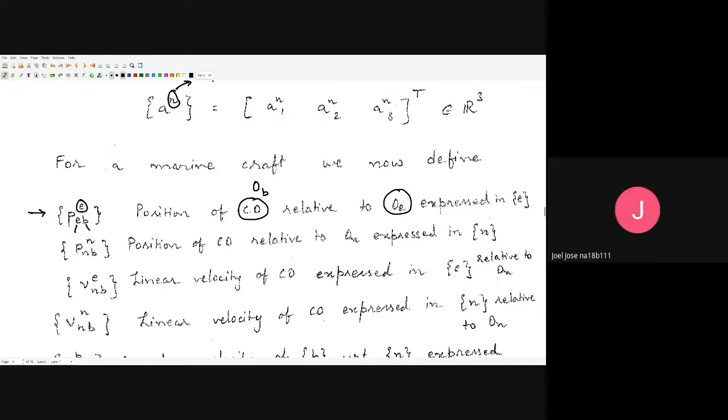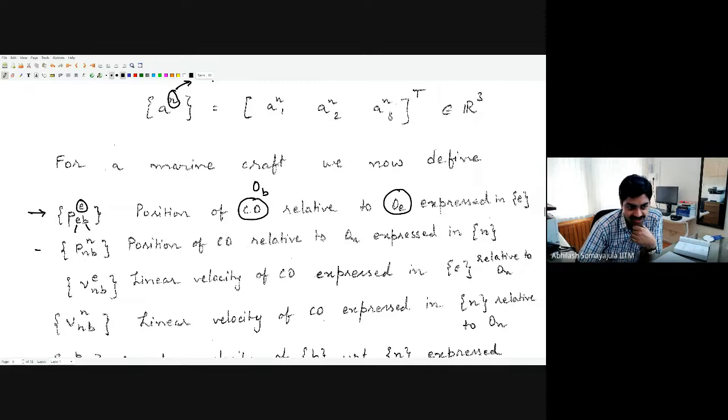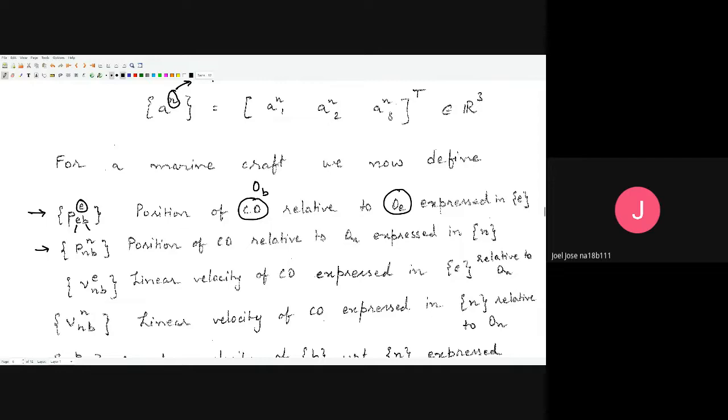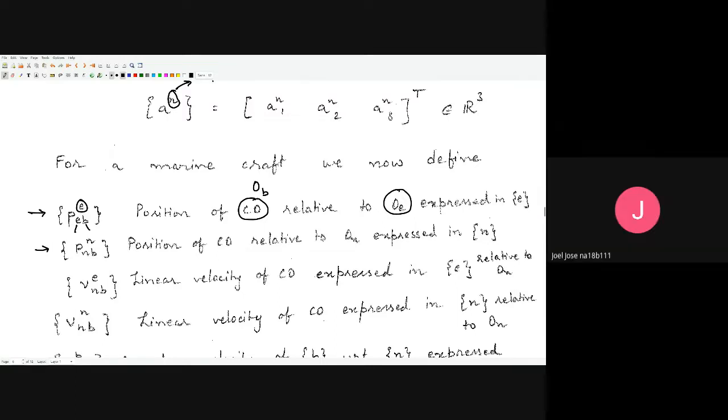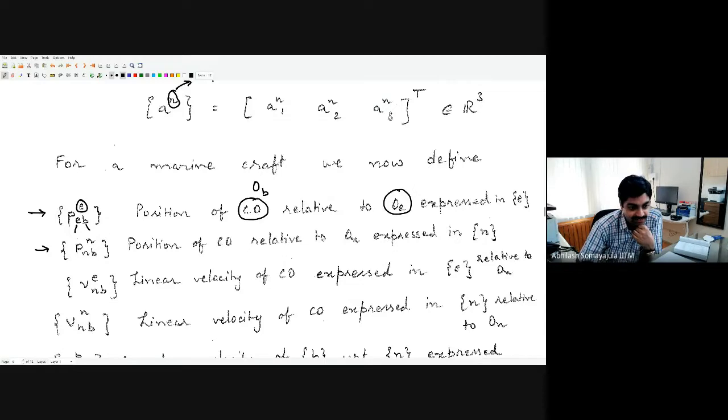Okay, so based on that notation, without looking at the text next to it, can you tell me what this will be? PNNB? Position of OB is represented in the NED frame. Correct. Position of the NED frame to body, and it is expressed in the NED frame. The vector is expressed in the NED frame. That is why you have the superscript n.